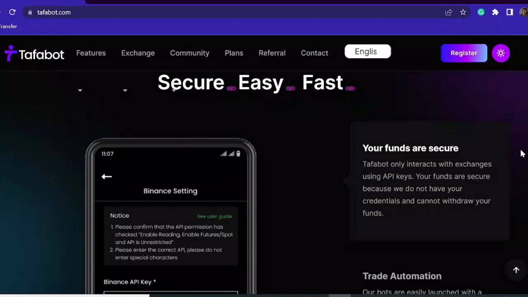So with that being said, let's get further into the video. Let's look at the PDF and see what is there for us. I'm already getting excited about this platform.